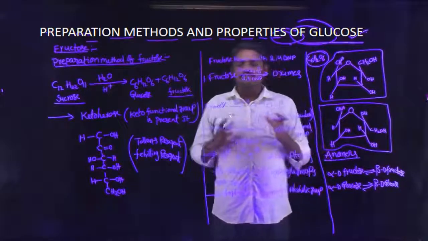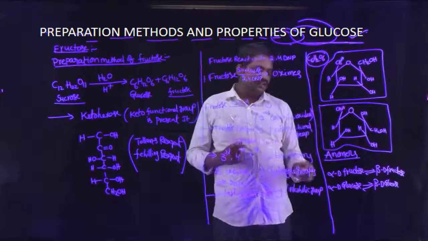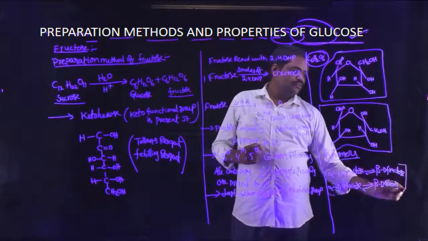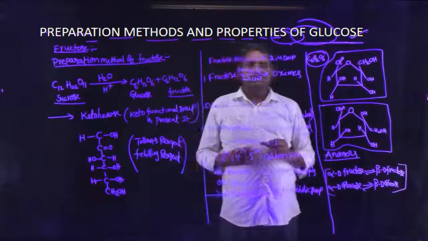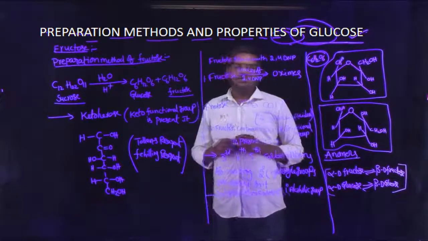So, on the basis of previous classes, some examples for anomers: alpha D glucose and beta D glucose, alpha D fructose and beta D fructose. These pairs are the best examples for anomers. Okay.